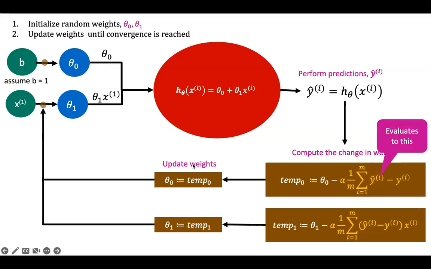And this partial derivative evaluates to this part. If it is theta 0, then we have this change in weight. You already know this one: the sum of the errors divided by m, so essentially the average. And for theta 1, it is the dot product of the error and x, times 1 over m times the alpha.